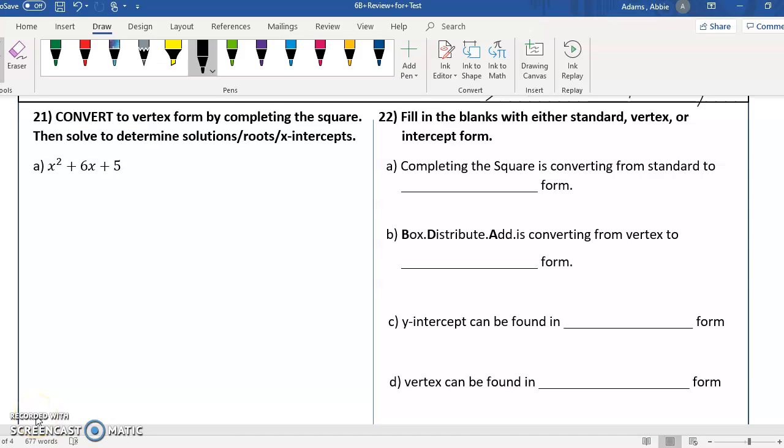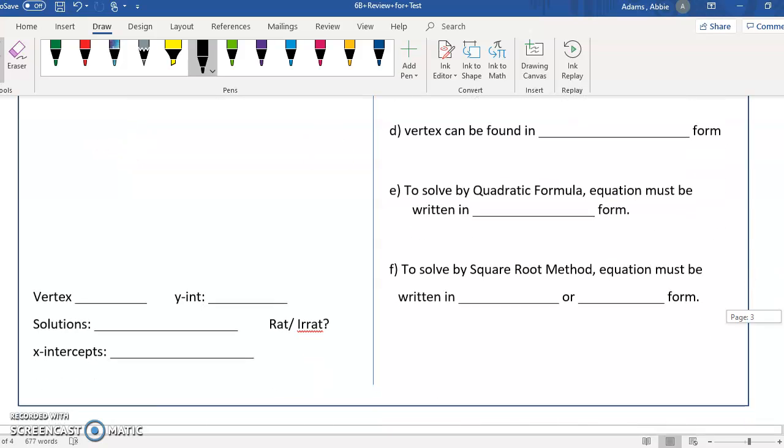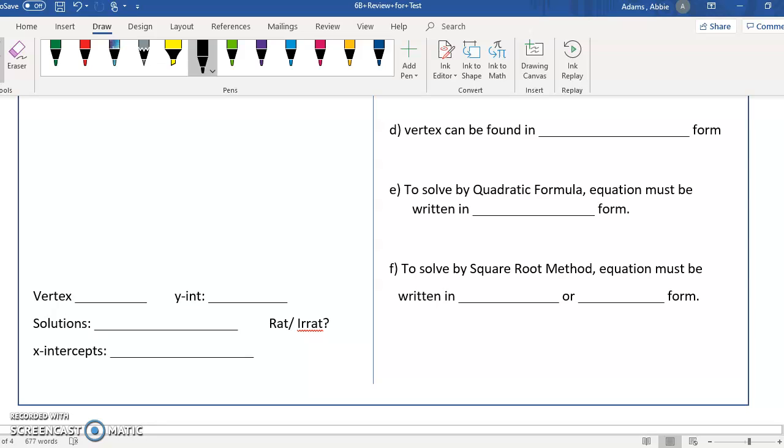We're continuing on with Unit 6B test review. Problem 21. It says convert to vertex form by completing the square. Then solve to determine the solutions, roots, and the x-intercepts. So first off, we have this equation in standard form. With standard form, we can find our y-intercept. So your c value of your standard form is going to be your y-intercept. If I scroll to the bottom here, it asks for the y-intercept. And in this case, for this problem, our y-intercept is 0, 5.